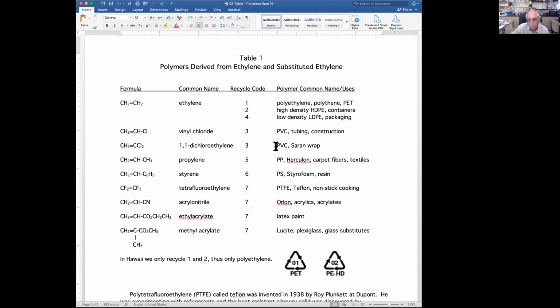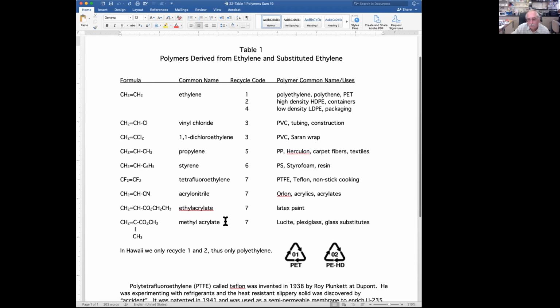Also known as PVC, but that's saran wrap. Okay. Here I put a vinyl methyl group on there, also called propylene. So polypropylene. Here's styrene. Here's Teflon. Okay. Here's acrylonitrile to make Orlon, acrylics, stuff like that. Here's ethyl acrylate, which is latex paint. Here's methyl acrylate, which is lucite, plexiglass, glass substitutes.